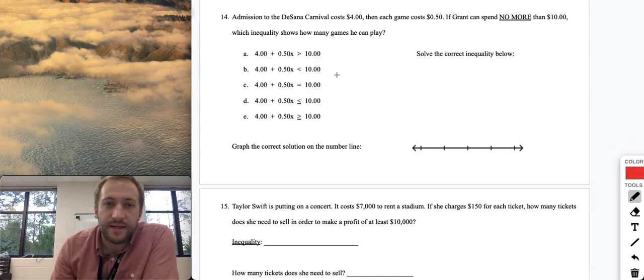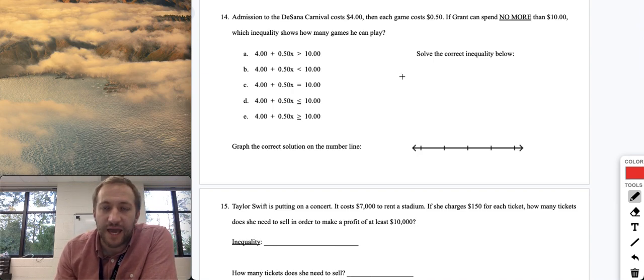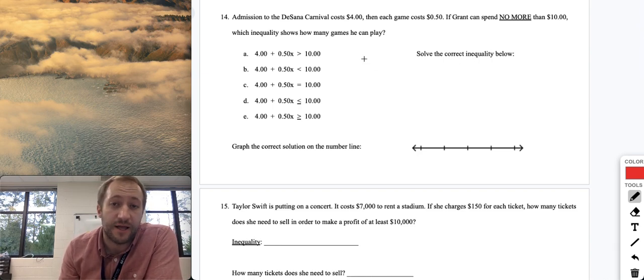All right. Admission to the DeSanta Carnival costs $4. Then each game costs 50 cents. If Grant can spend no more than $10, which inequality shows how many games he can play? This one's multiple choice, so that's nice. I can look and see which one makes the most sense.